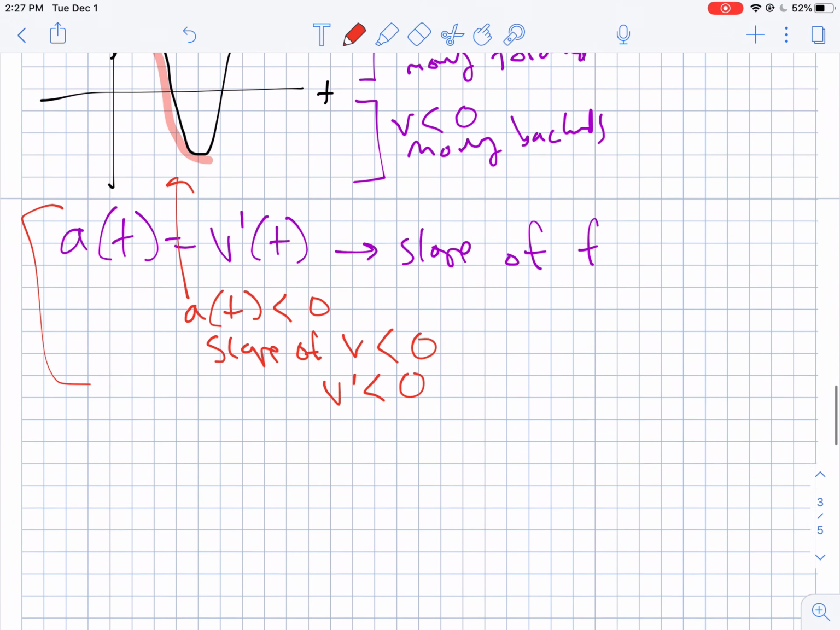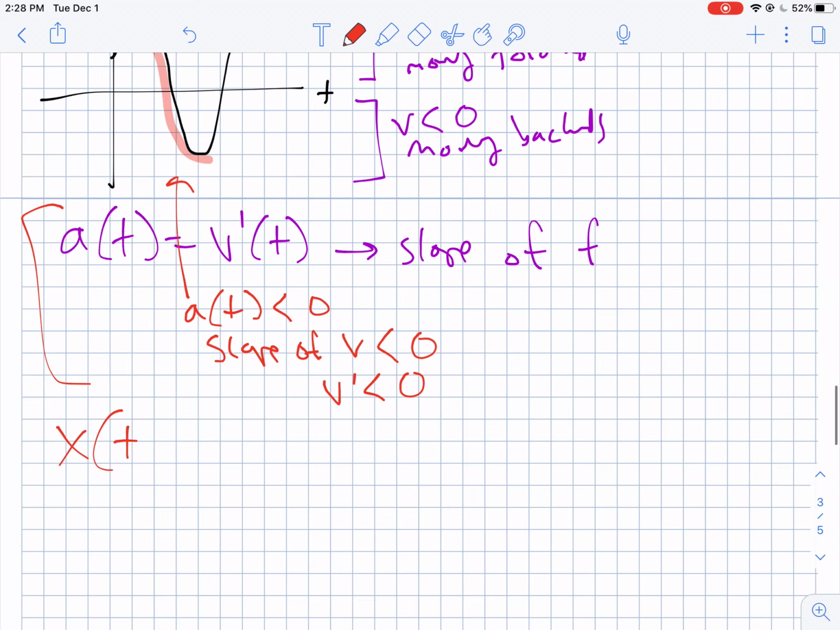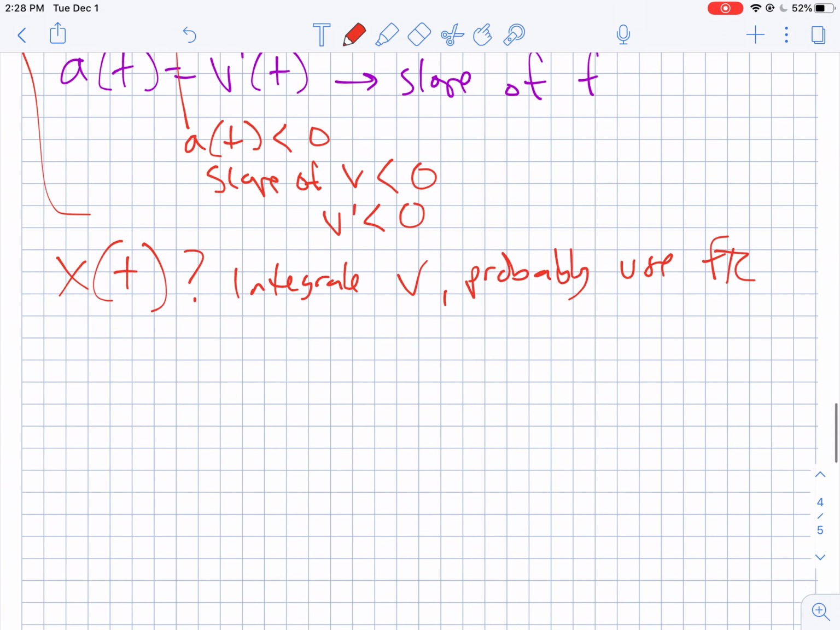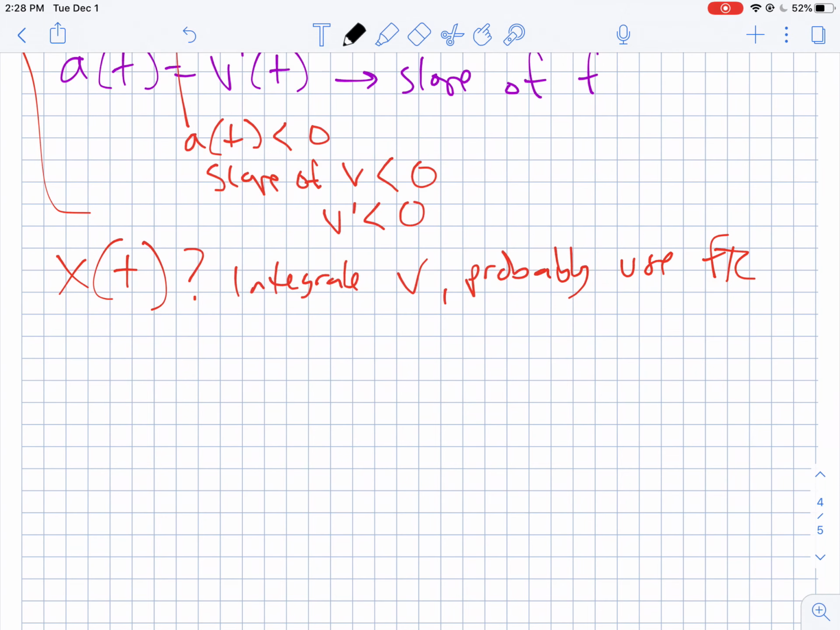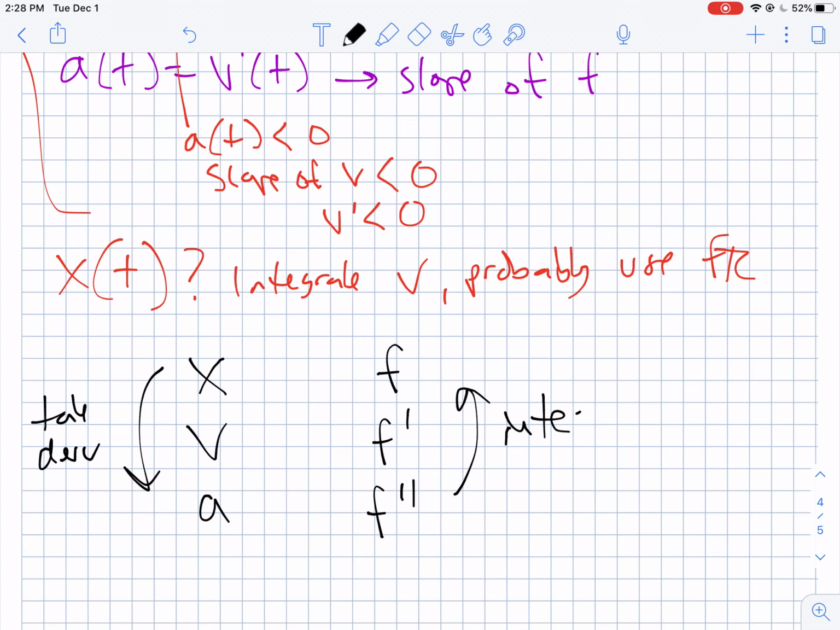Okay, and of course, if you have velocity, you need to find position. Well, then what you need to do is integrate v and probably use the FTC. So just in general, when you're doing these problems, I don't want you to think too much. When you have position, that's like an f. When you have velocity, that's like an f prime. When you have acceleration, that's like an f double prime. So if you have to go down this chain, you just take a derivative to get from position to velocity or acceleration. If you're going up the chain, you just need to integrate. And a lot of times the FTC is going to come into play in those.